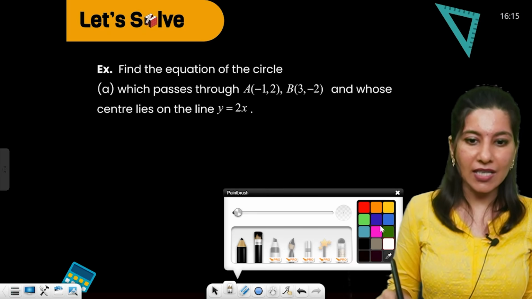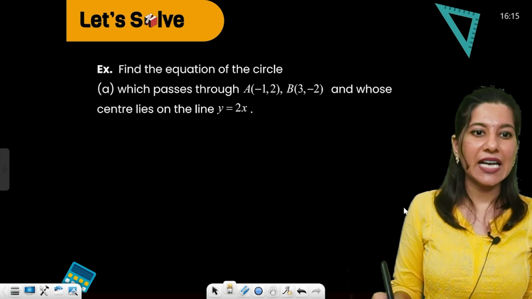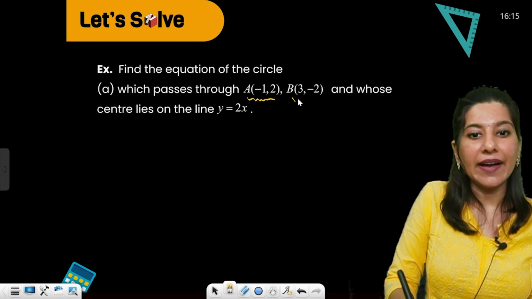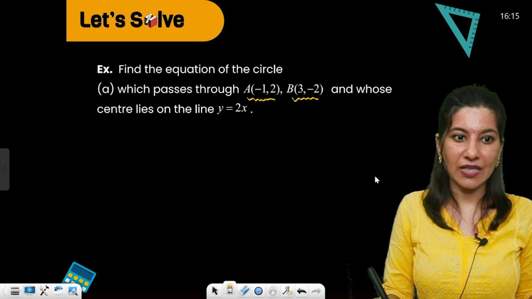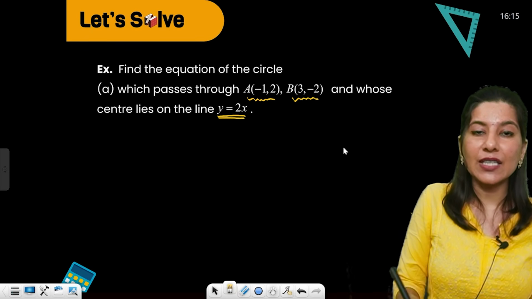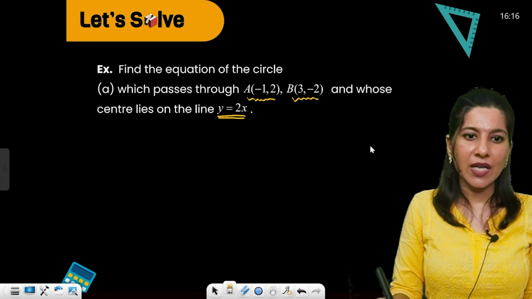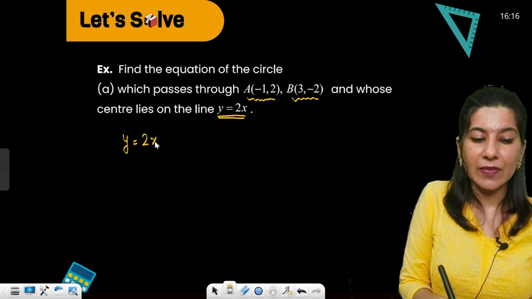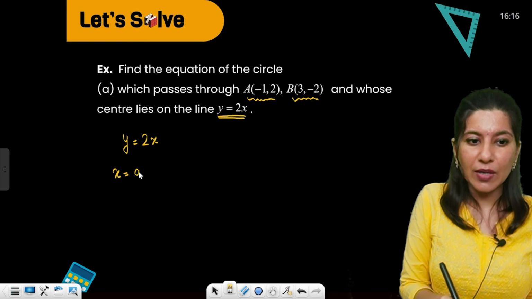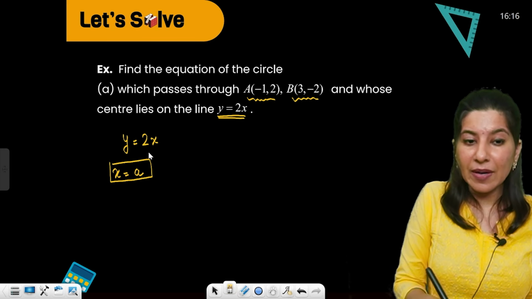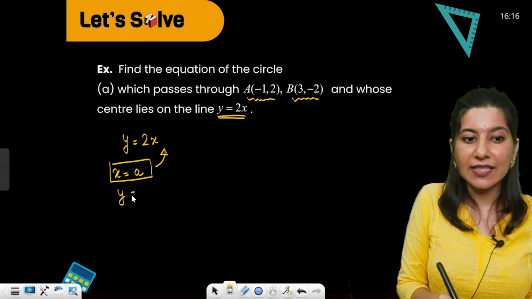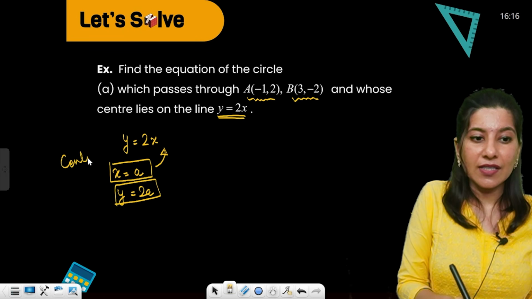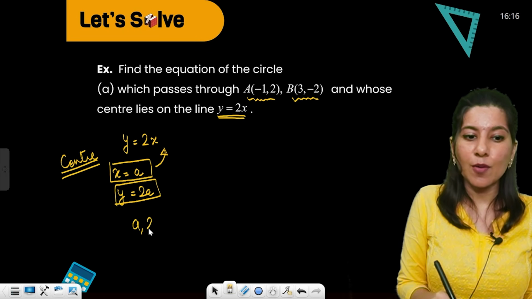Now we have another question, a very basic question again. Find the equation of the circle which passes through (minus 1, 2) and (3, minus 2), and whose center lies on the line y equals 2x. Okay. So now the center lies on this line y equals 2x. Suppose I take x equals a; if I put x equals a in this, I will get y equal to 2a. That means I can assume the center of the circle will be (a, 2a).